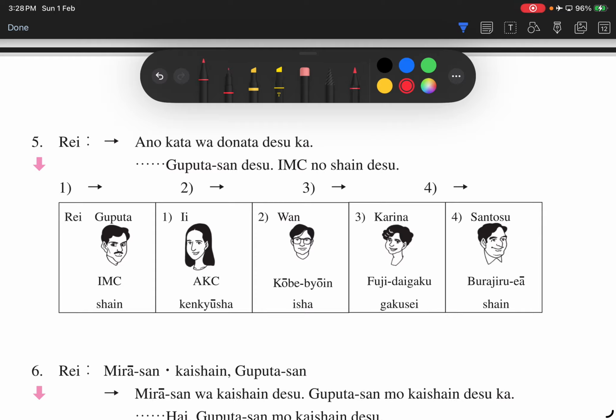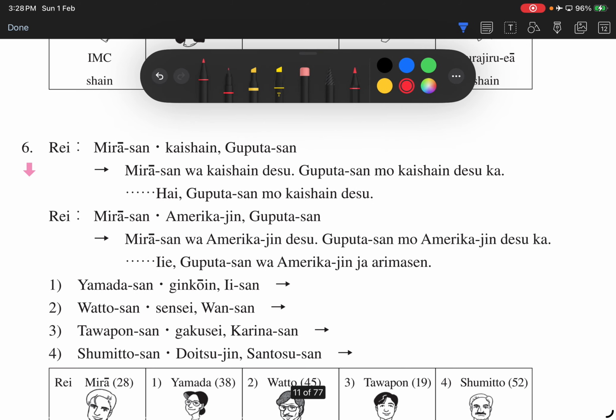Okay, then number 4, サントスさん. サントスさんはブラジルエアの社員です。 Okay, fine. She combined the first sentence and second sentence together lah. Oh, sorry, あの方。 Never mind, it's okay. So she just, instead of two separate sentences, combined the sentence by using the particle wa. Alright, which is okay also.